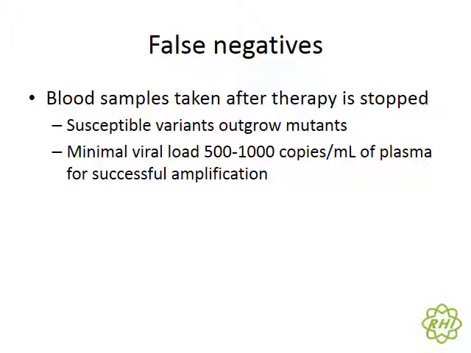And also you need enough virus to be able to do the genetic coding. Normally we say you need at least 1,000 copies. The viral load must be over 1,000, or over 500 at least, for your genetic testing to be useful.